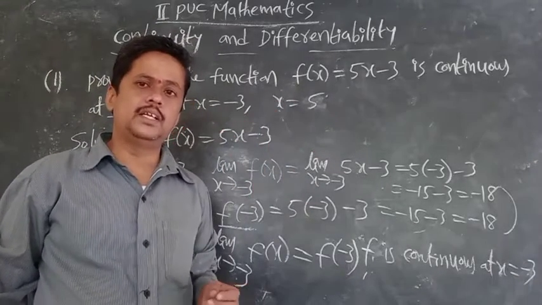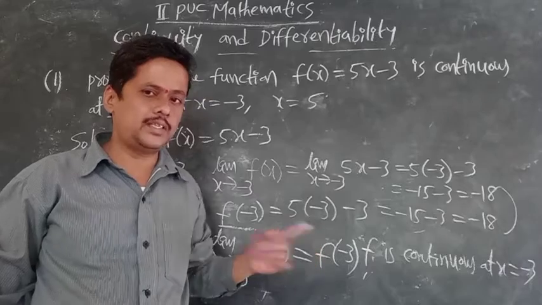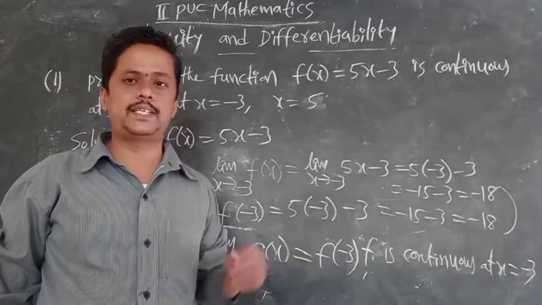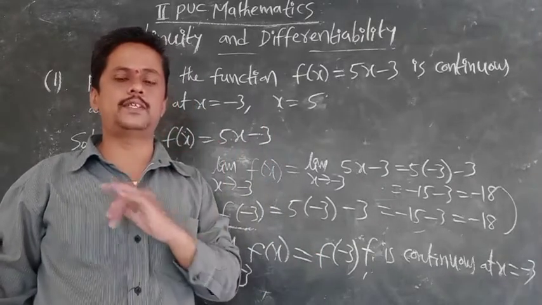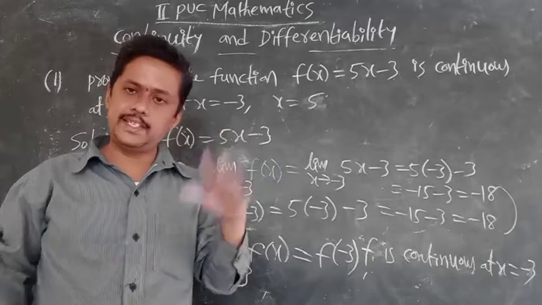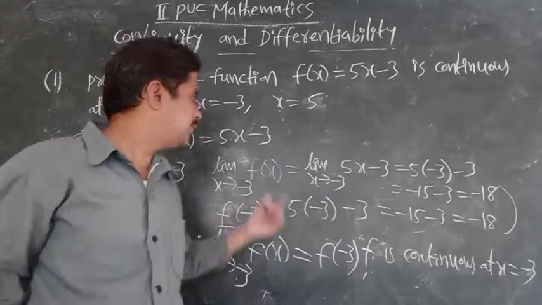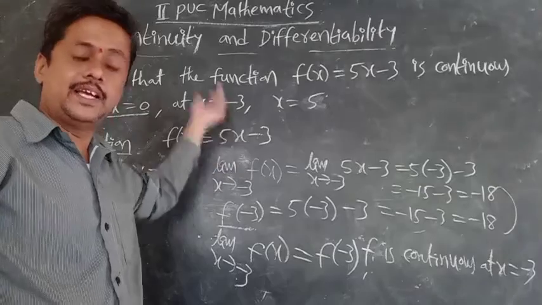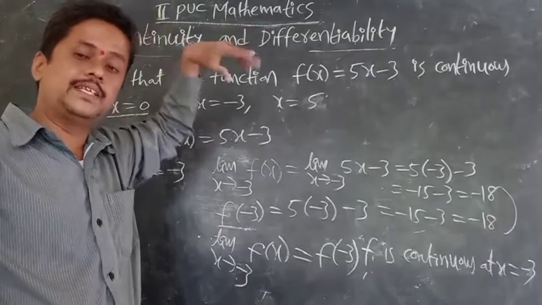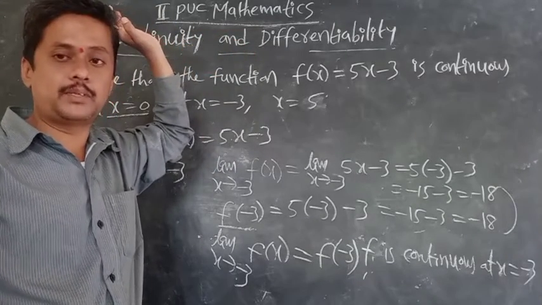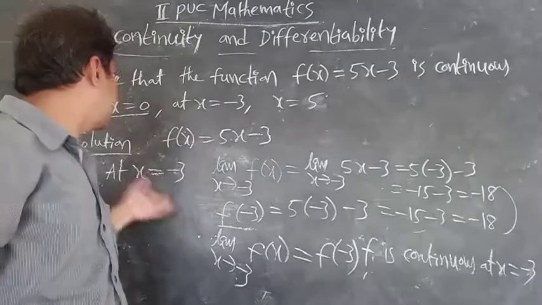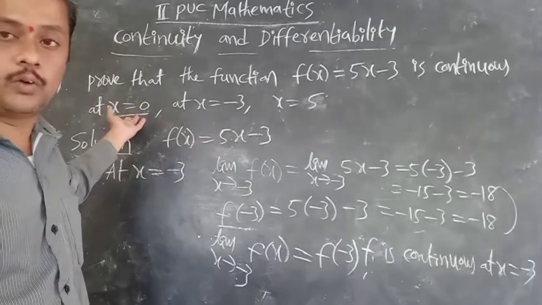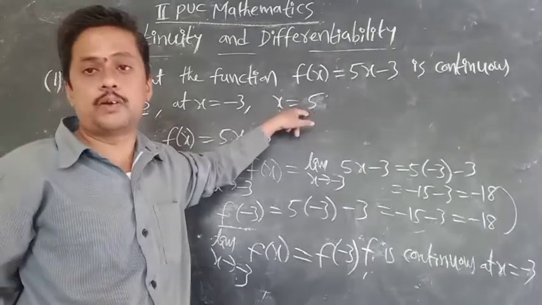What is that formula? The single formula is: limit as x tends to c of f of x is equal to f of c. Here c is changing and f of x is changing. Here f of x is 5x minus 3, in some other problem 2x plus 3, in another x square, like that. Some different problems, and c is also changing. Here first we made x equal to 0, then minus 3.